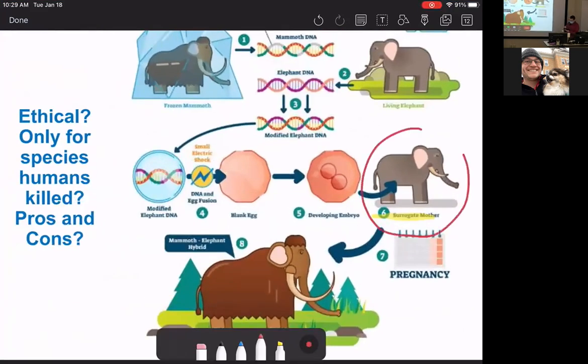So if I had to say a red text for anything, this will come up later with development. You need the proper environment to tell the DNA what to do. The DNA alone can't do the whole thing. Sheep was easy because we just put the sheep into another sheep. Perfect environment.